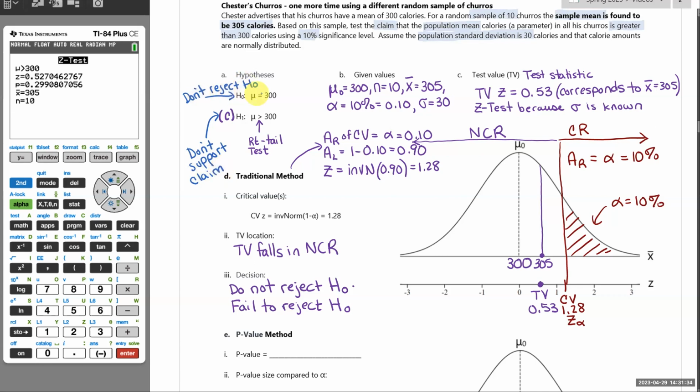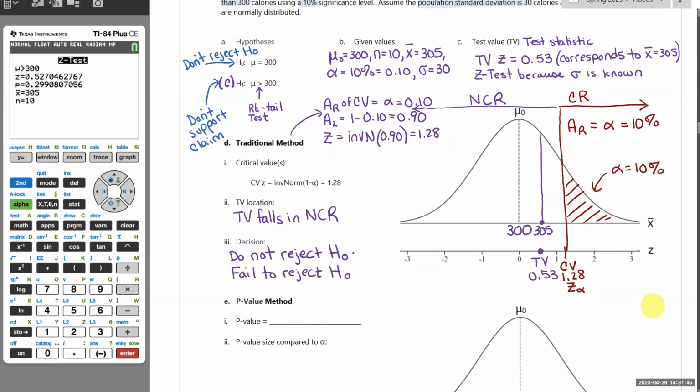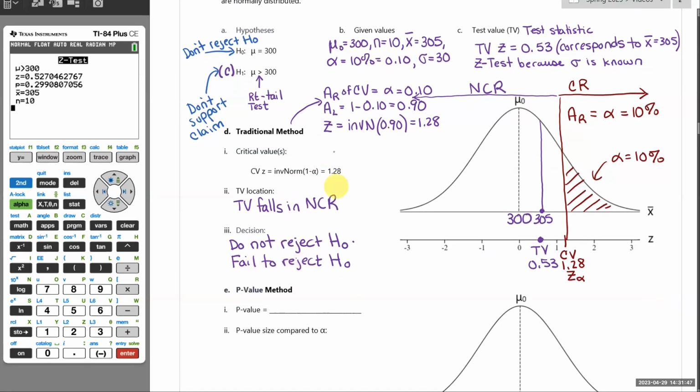So if we don't reject the null, we don't support our claim. Last time, we did reject the null and we did support our claim. All right, so that we're done with the traditional method. 305, we would say it's not statistically significant. So it does not make it into our critical region.